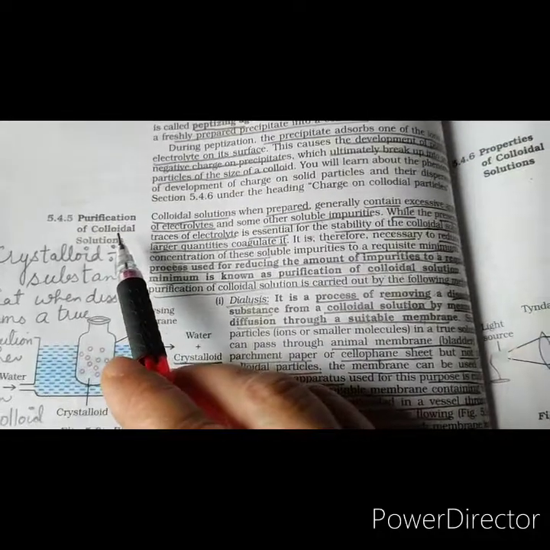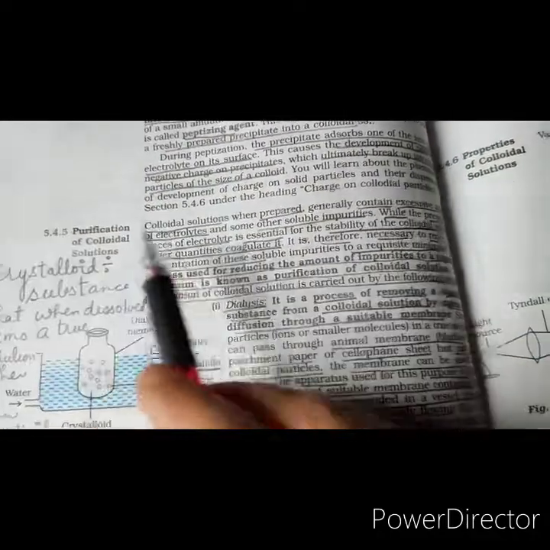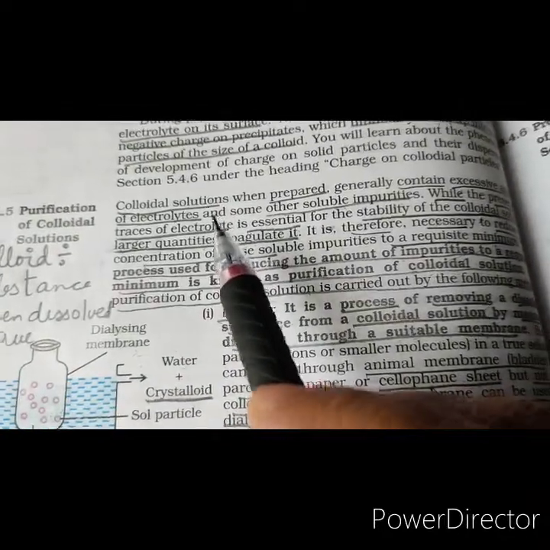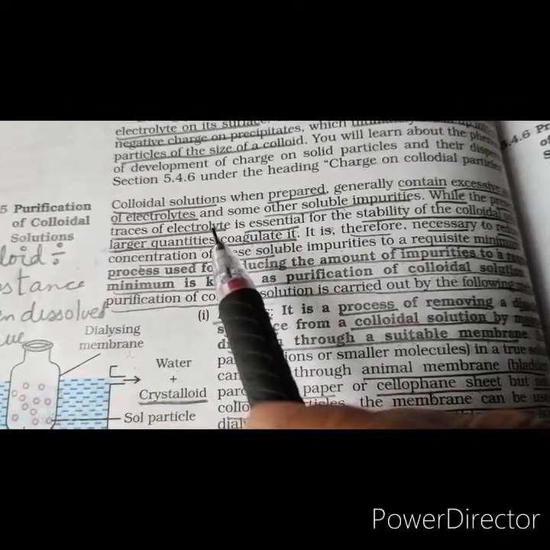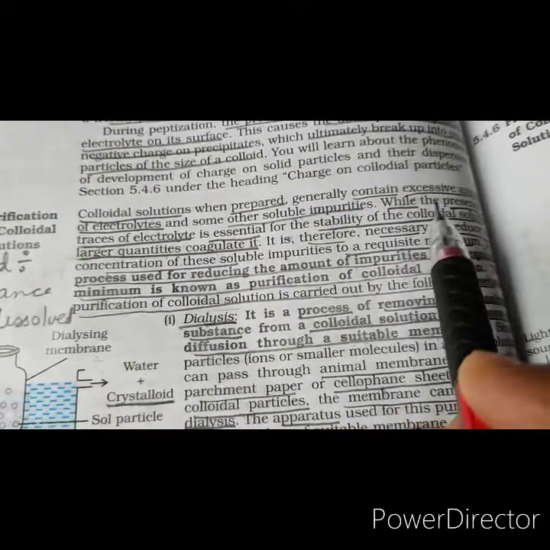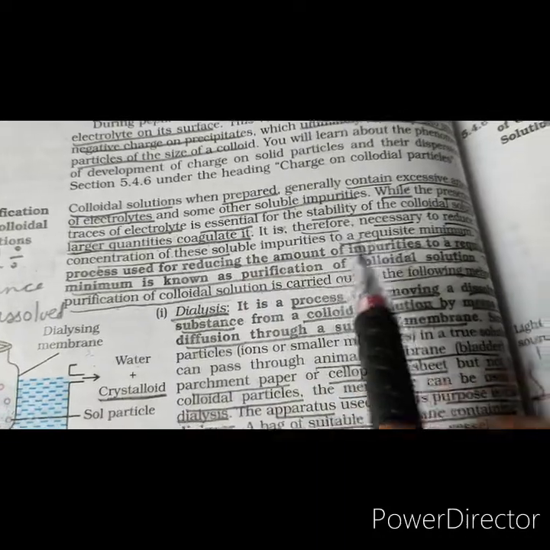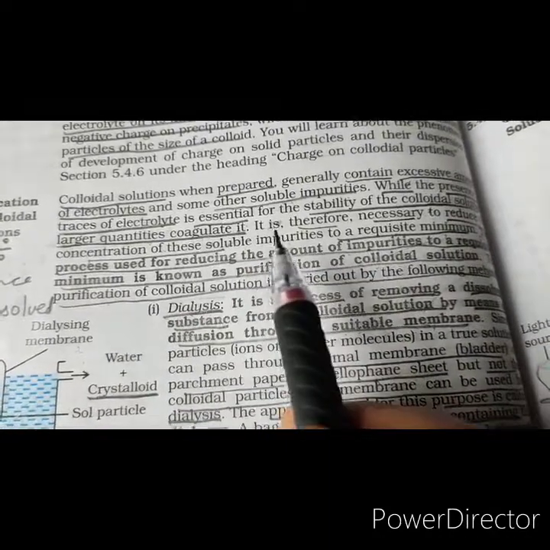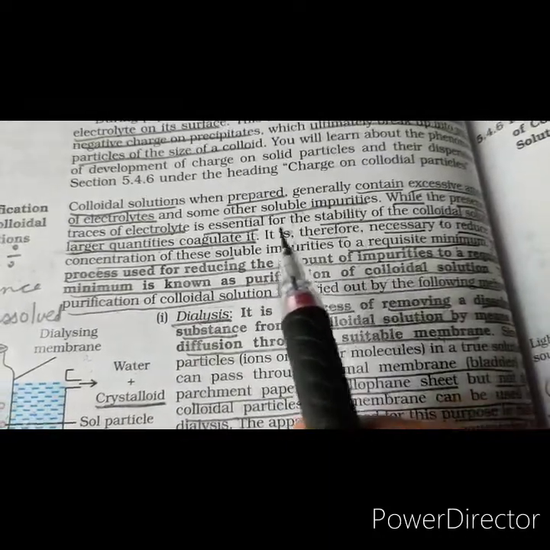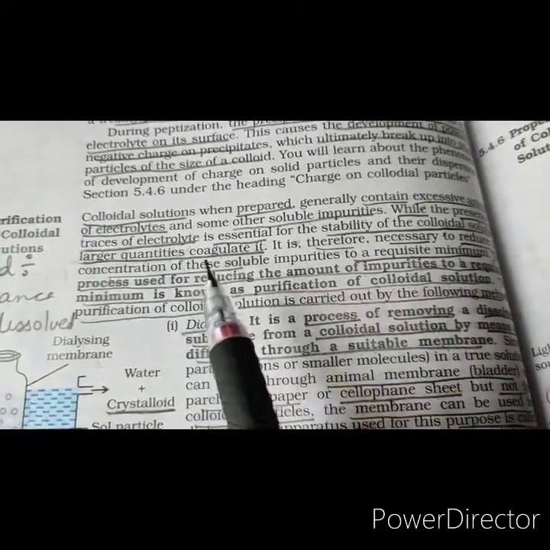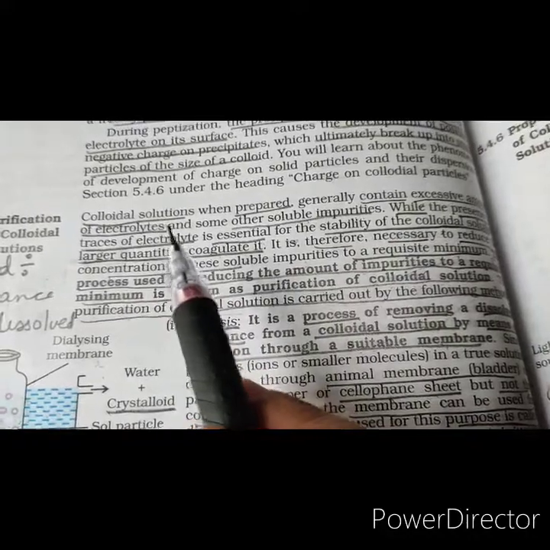Let's discuss the purification of colloidal solution. Colloidal solutions prepared by various methods such as peptization, Bredig's arc method, and chemical methods contain excess amounts of electrolytes and some other soluble impurities. Traces of electrolyte are essential for the stability of the colloidal solution, but if large quantities of electrolytes are present, then they coagulate the colloidal solution.